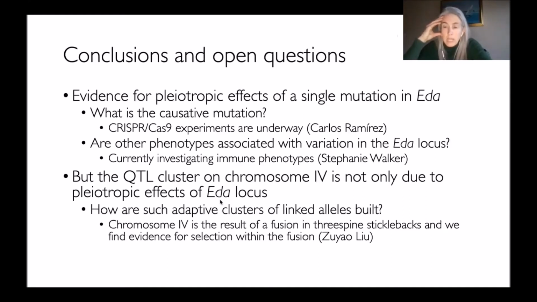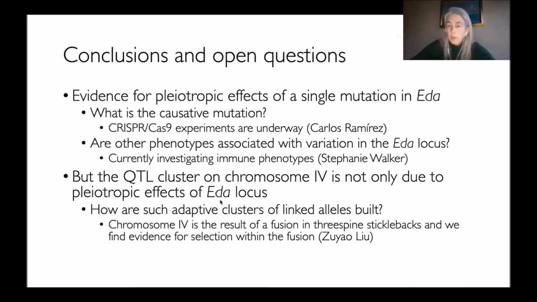What's neat is that chromosome 4 and chromosome 7, which both show these clusters, turn out to be fusions that have occurred in the lineage leading to Threespine sticklebacks. So they're unfused chromosomes in sister groups, but they've been fused in the Threespine stickleback lineage, which either brought together adaptive alleles that were already existing into linkage, or created a region of low recombination in which these adaptive clusters could be built.